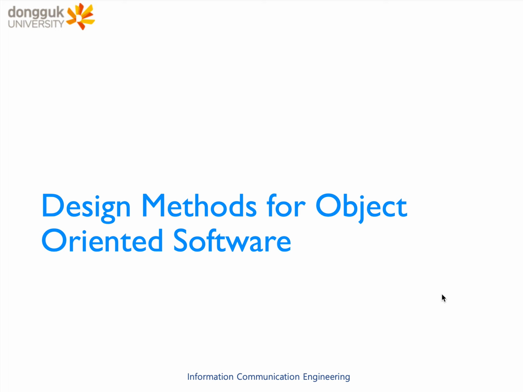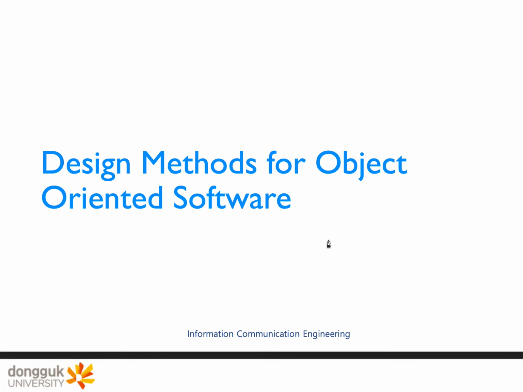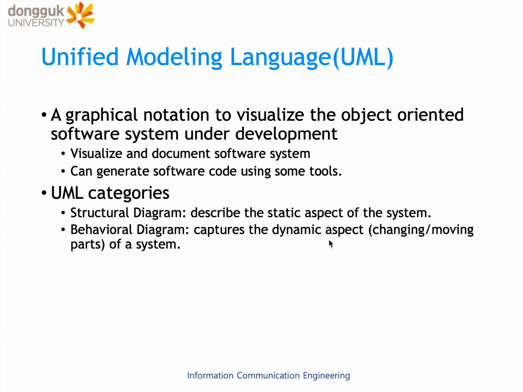In the last class, I talked about object-oriented software, what an object is, the advantages, and how to code. Now, as a second lecture, I'm introducing a design method for object-oriented software. To this end, I'm going to introduce a modeling language called Unified Modeling Language, that is UML.